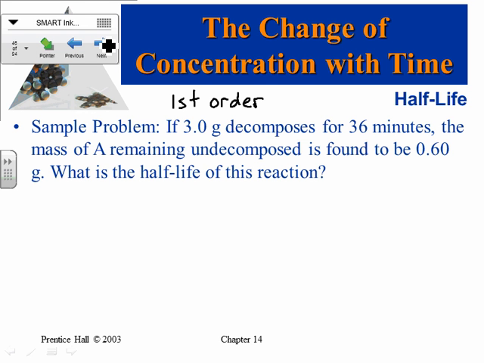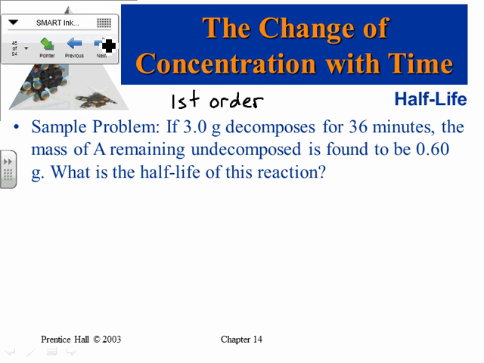So now we know which equation to use if it's first order. We've got 3.0 grams decomposing for 36 minutes, and the undecomposed is 0.60 grams. We want to know what's the half-life of this reaction. This might be kind of difficult to solve the way that we solved the half-life problems at the beginning of the year, because these numbers don't work out quite so nicely. 3.0 divided by 2, at 1 half-life, would be 1.5. At 2 half-lives, it would be 0.75. So this is not going to fall into a perfect half-life. That's where this equation actually comes in handy.